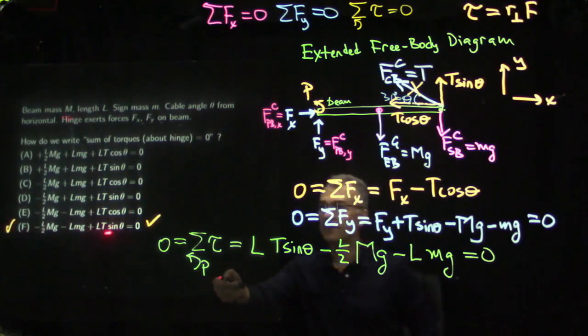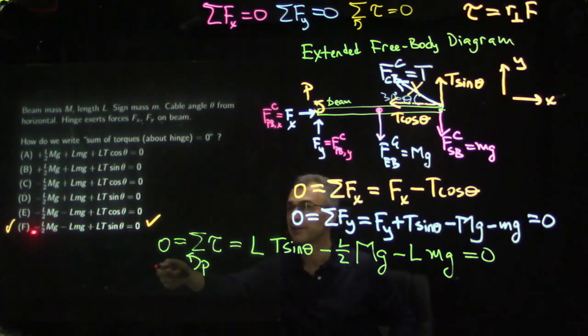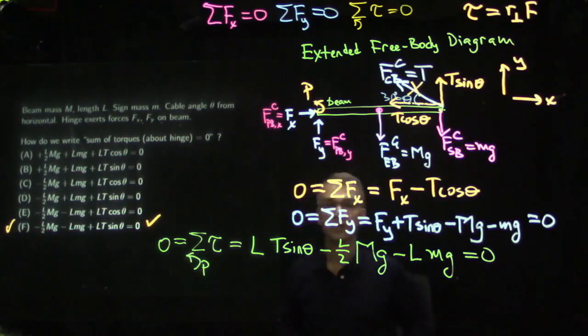So that seems to be answer F, foxtrot. I didn't use my positive minus negative convention when I wrote these answers down. So the positive term is L T sine theta. We have that same positive term here. The negative terms are minus L over 2 mg and minus L little mg. So I think I like answer F, foxtrot.